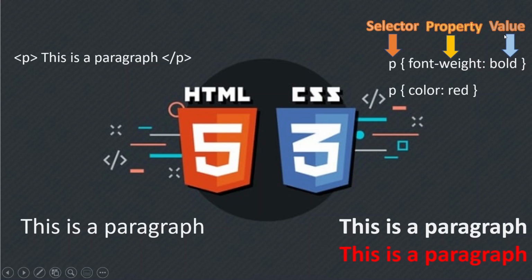The third part is the value, which is the value you want to set the property to, right? So for this property font weight, we want to bold it, and that's why it's bolded here. For this property color, we want to set it to red. We could have set it to green, to blue, whatever. That's the value. And so that's how CSS and HTML work together.